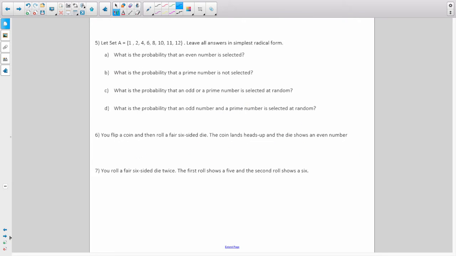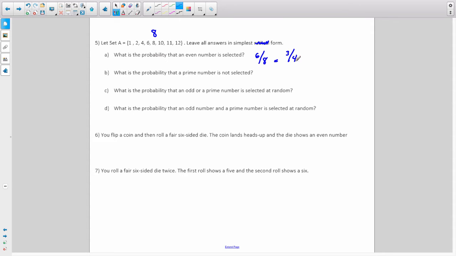All right, great. So let's check out this set of data. There's 8 numbers. That's my sample size. And we want to know the probability that an even number is selected. Well, there's 1, 2, 3, 4, 5, 6 of them. So 6 out of 8 is your probability. Now, this probably meant to say simplest form. So that would be 3 over 4.